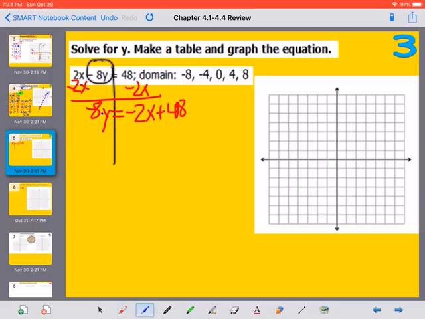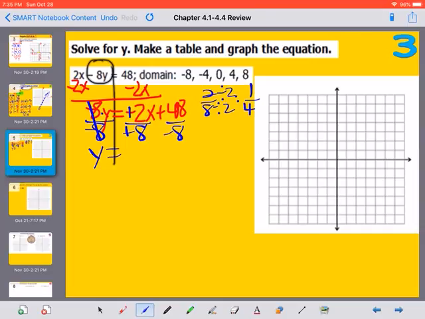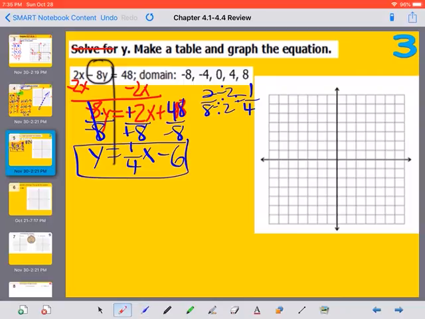And then y is not by itself yet, the opposite of multiplying is dividing. We're dividing everything by negative 8. So those eliminate. 2 negatives make a positive. 2 over 8 we can simplify if we divide them both by 2 to be 1 over 4. So we have 1 over 4 x. And then 48 divided by negative 8, well, 6 times 8 is 48. So it's a negative 6. So there's our equation. We solved for y.